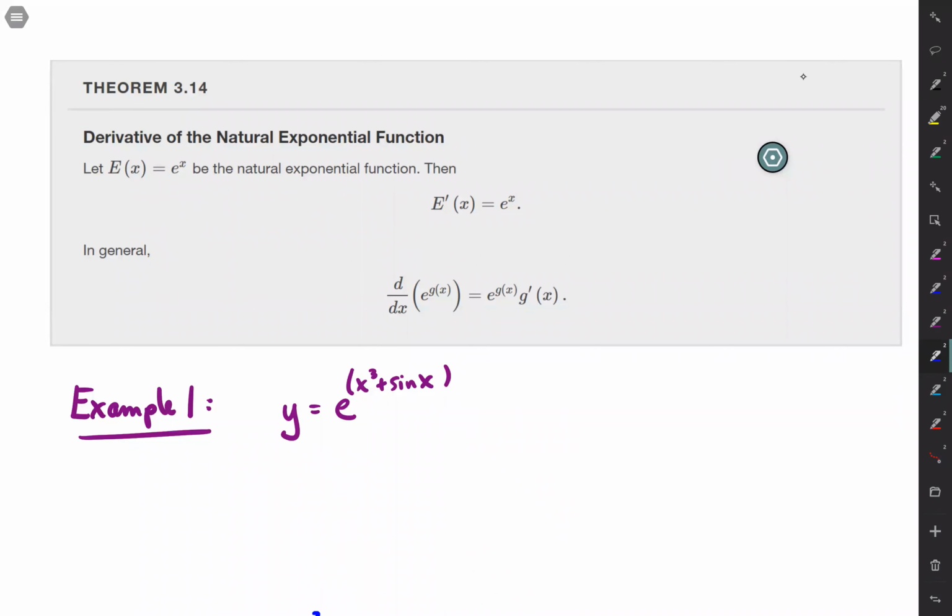Okay, hello everyone. Now I'm starting section 3.9, which is the derivatives of exponential and logarithmic functions. And the first main theorem is theorem 3.14 that says that if you have e of x as the exponential function, then the derivative of e to the x is e to the x.